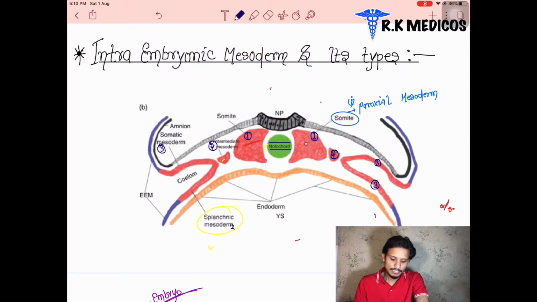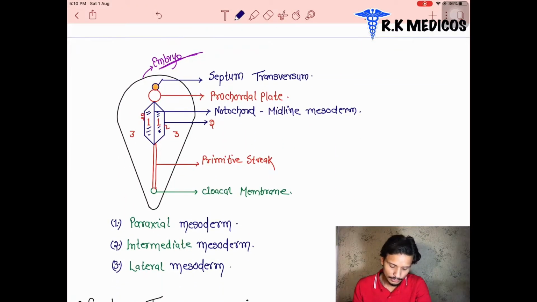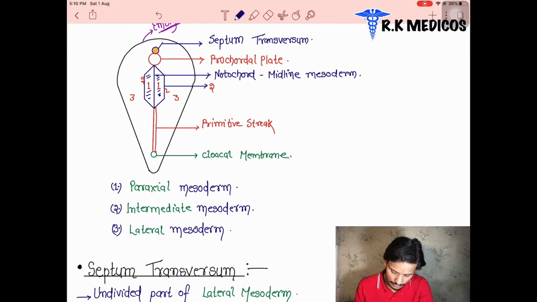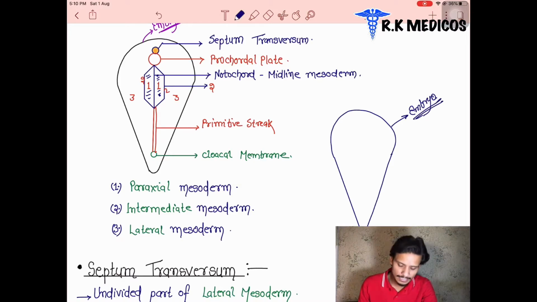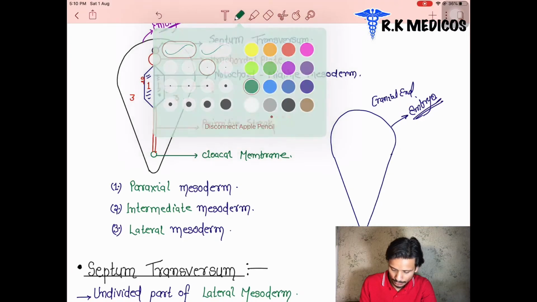So let's see. Here is the embryo. I'm going to give you this picture, a very real view. This is the human embryo basically. What happened to this embryo? Within the embryo, I already told you, suppose this is the cranial end. It means this is the caudal end, and the caudal end is formed by a membrane. That one is called the cloacal membrane.